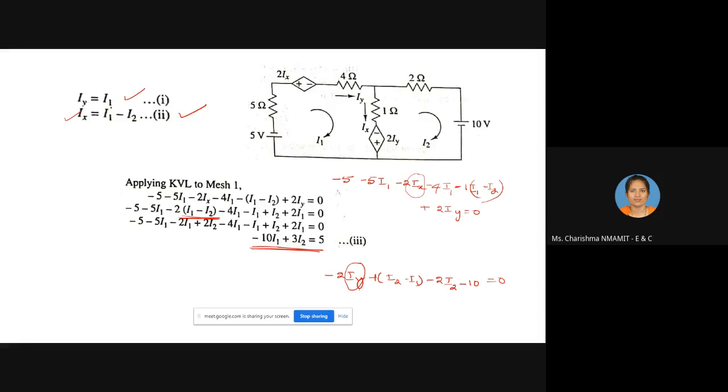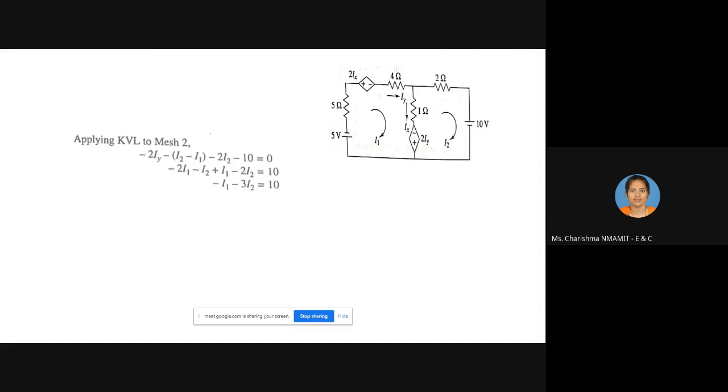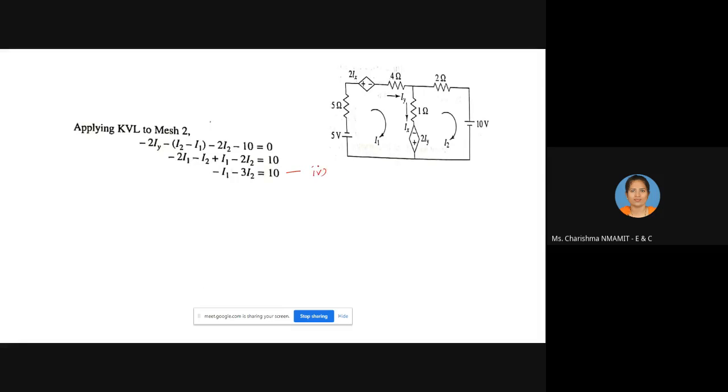Iy is nothing but what? Iy is nothing but I1. So 2 into I1 plus I2 minus I1 minus 2 I2 equal to 10. So that we will get this equation minus I1. This is the fourth equation.